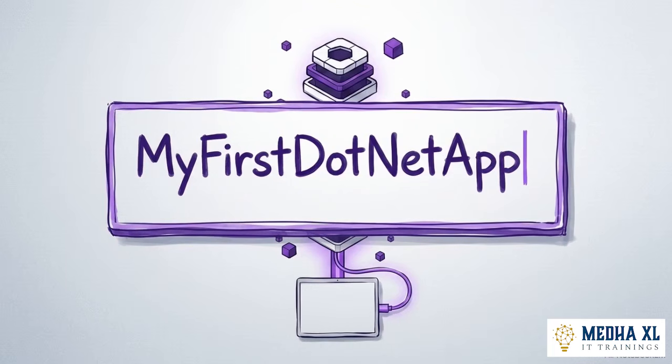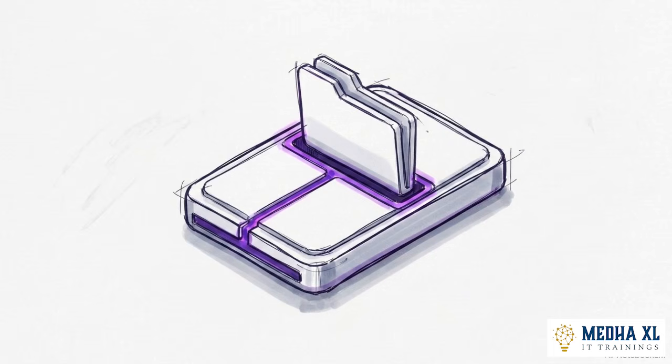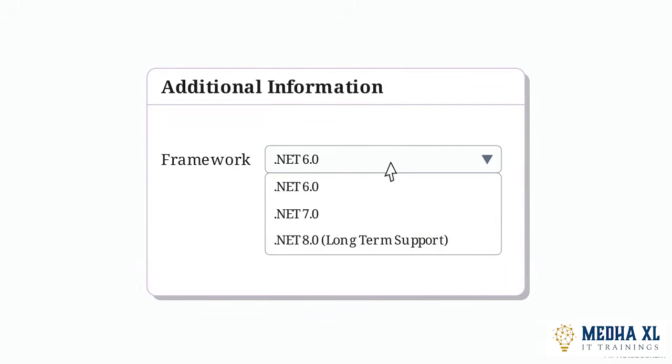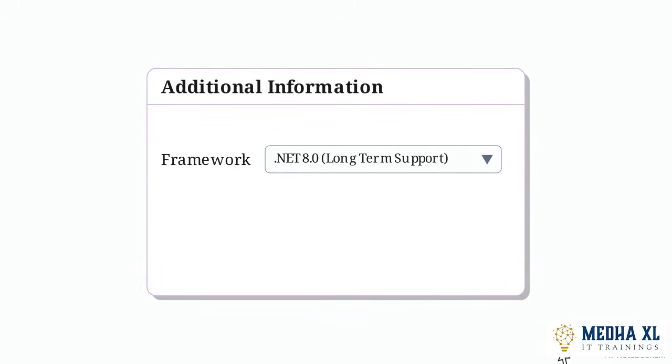Give your project a clear, descriptive name, and choose a logical save location on your local hard drive so you can easily find it later. Pay close attention to the Framework drop-down menu. Explicitly select .NET 8, the long-term support release.